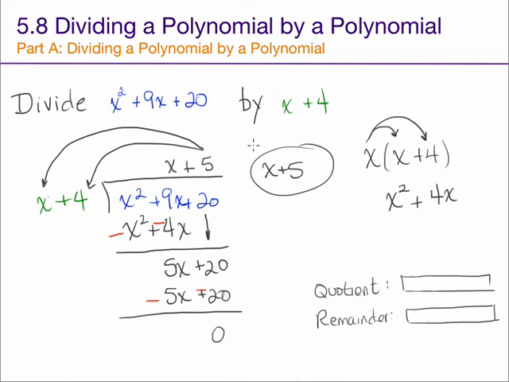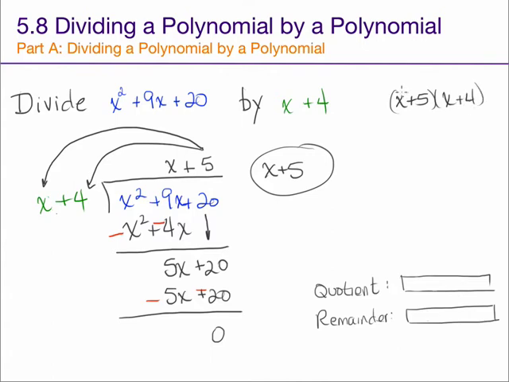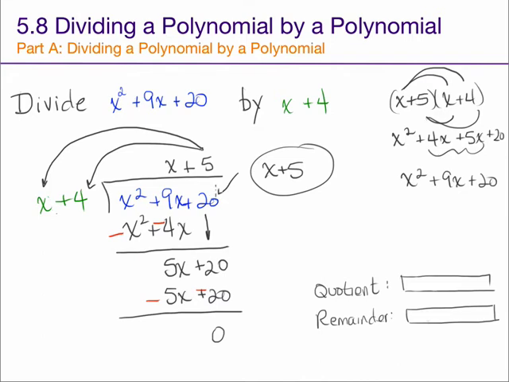With a problem like this, you can check your answer by multiplying x plus 5 times x plus 4, and you'll get this. x plus 5 times x plus 4 is x squared plus 4x plus 5x plus 20. Combining like terms, I get x squared plus 9x plus 20. This product matches my original question. That means that this whole thing, x plus 5, is what I need to multiply by this whole thing, x plus 4, to get the original question. My quotient in this case is x plus 5. My remainder is 0.